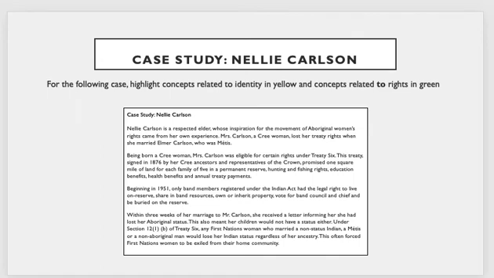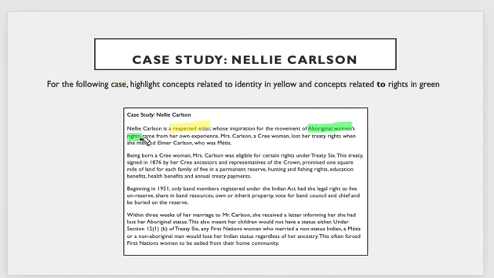So you would read through this. Nellie Carlson is a respected elder. Elder is who she is; it basically means an older person in First Nation society. Now anything that relates to rights: she's an inspiration for the movement of Aboriginal women's rights. So she is an elder and she fights for Aboriginal women's rights. I gave you two; you need to do something similar.